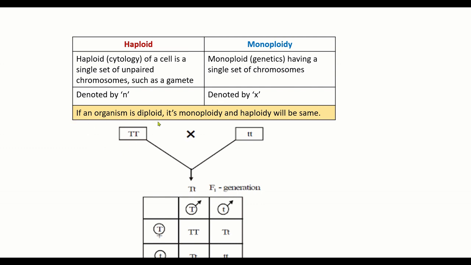Usually in case of diploid organisms, the monoploid and haploid will be the same, as you have already witnessed. For diploid 2n as an example, there will be n, while the monoploid will also be x. But in case of tetraploid 4n, there will be 2n. But if you say monoploid, how many will it have? 2x chromosomes.